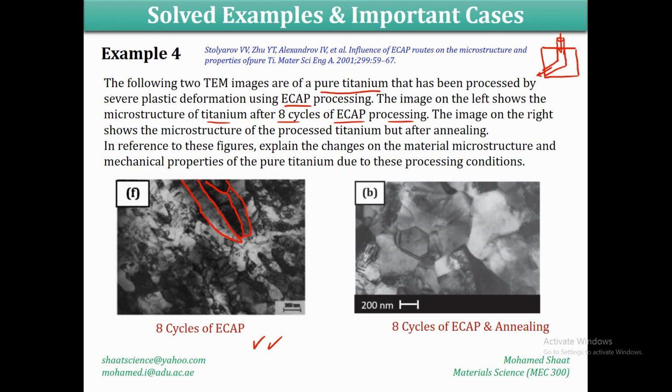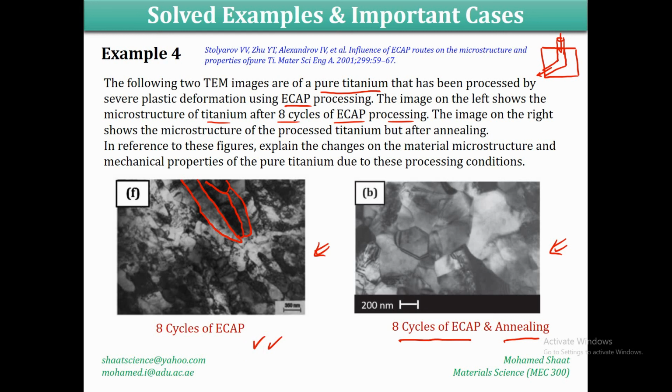But as you can see, after the 8 cycles of ECAP, the grains somehow are elongated in a certain direction, very similar to what we achieved if we applied cold rolling over the material. We said that due to the cold rolling, the grains will be elongated in the material microstructure. This image showed the microstructure after 8 cycles. The image on the right represents the TEM microstructure after each cycle of the ECAP followed by annealing. So after annealing, we're going to end up with this microstructure. Before annealing, with only 8 cycles of ECAP, we end up with this microstructure.